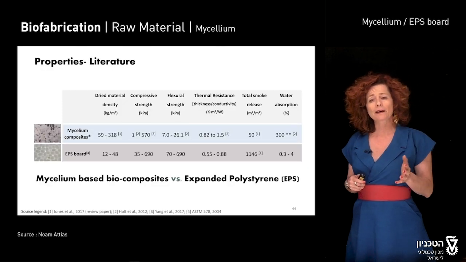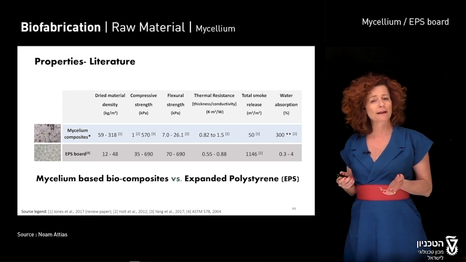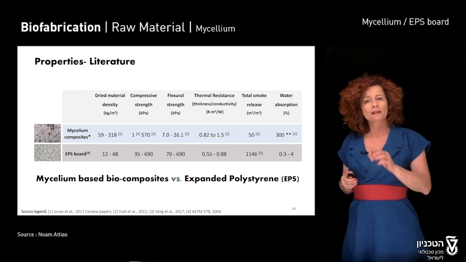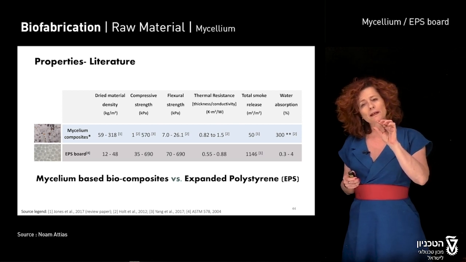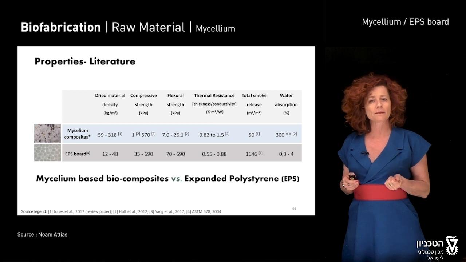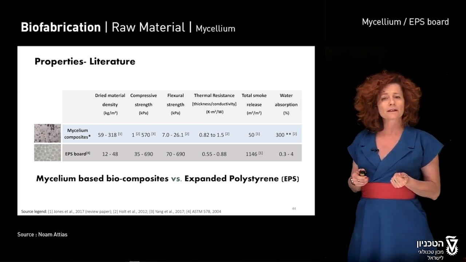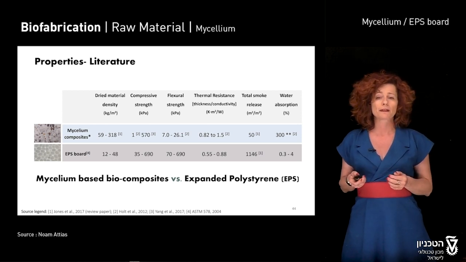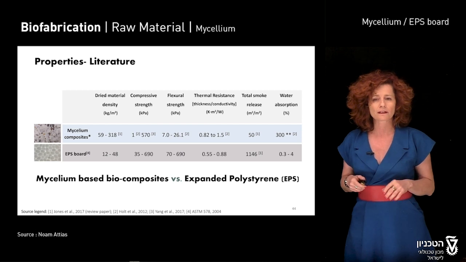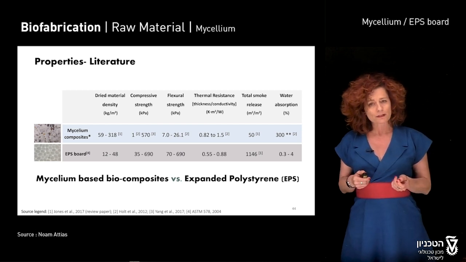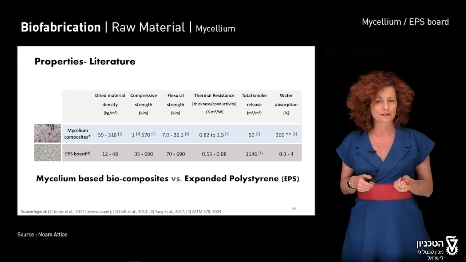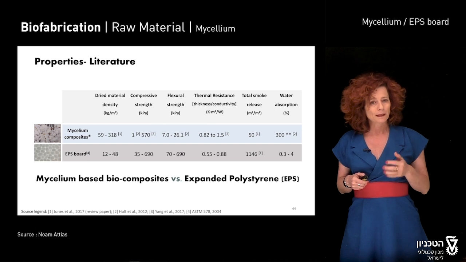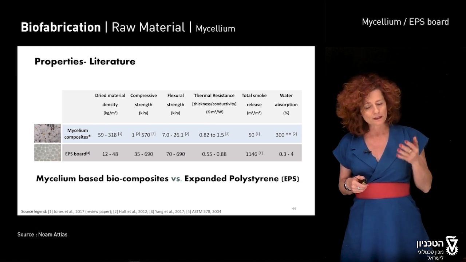This is an interesting comparison between the properties of expanded polystyrene or EPS boards and mycelium composites. So we see that mycelium is slightly more dense than the EPS board, and its compressive strength actually could equalize or even go beyond some types of EPS boards, depending on the density of the board. What is most interesting maybe is the thermal resistance of the material that goes far beyond that of the EPS board, meaning that this could be a very good insulator.